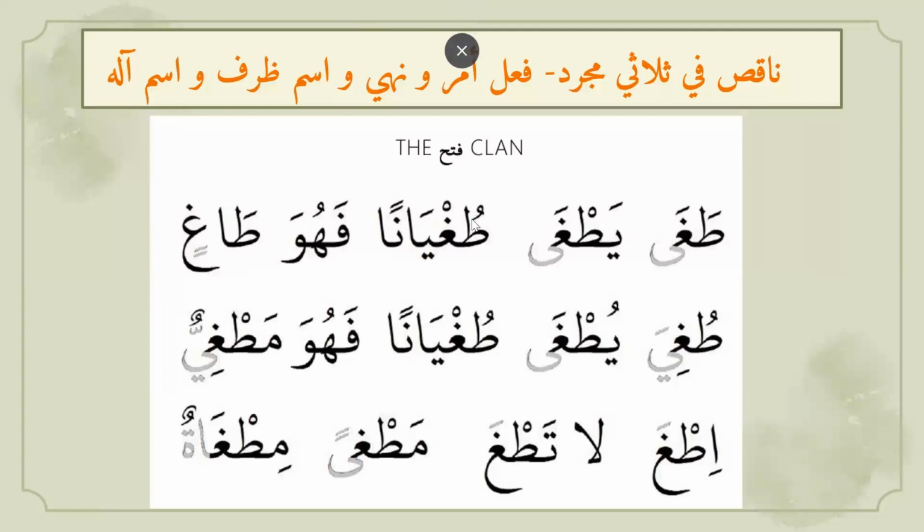Okay, now moving on to the next example, which is from Fataha family. Previous example, Da'a Yadu was from Nasara family. So this one is from Fataha clan, Fataha family. And we have Taga, Yataga, Tughyanan. So Yataga becomes Tataga. Tataga becomes Itaga as a commanding fi'l, and forbidding La Tataga the same way.